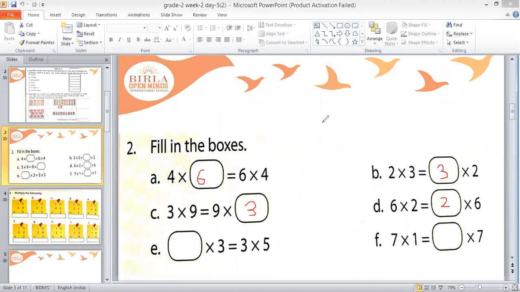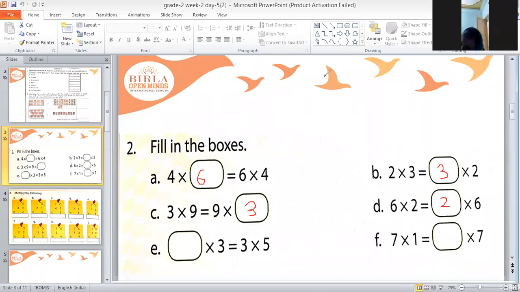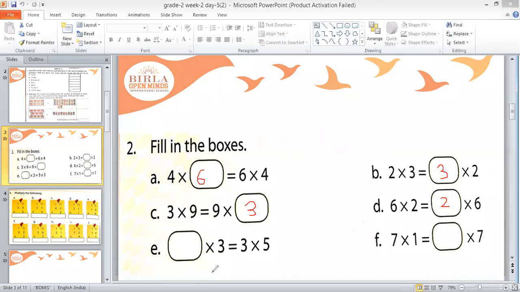Next. Devansh. Yes, ma'am. Devansh, from fifth bit E, which number is missing? Dash multiply 3 is equal to 3 multiply 5. Which number is missing? 5. Very good. 5 is missing, so we will write here 5.